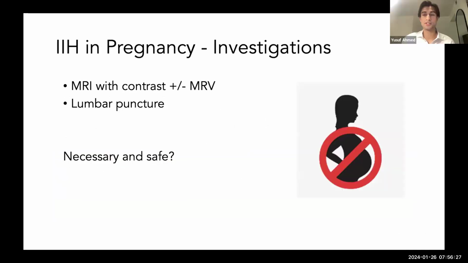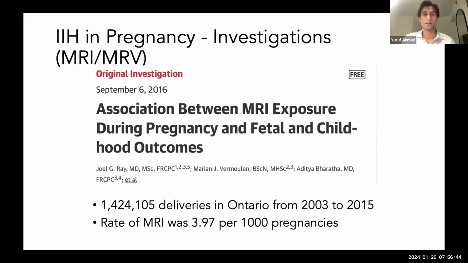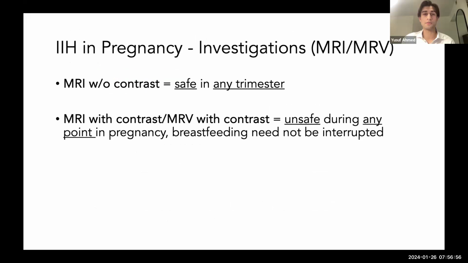So moving into the investigations in pregnancy, well, taking a step back just in general with IIH, the standard workup according to the Dandy criteria is MRI and MRV plus minus MRV with contrast, as well as a lumbar puncture. But going into the pregnancy population, is this necessary and is this safe? There was a study in Ontario, actually, that looked at all pregnancies from 2003 to 2015 and looked at the rate of MRI in pregnant patients in over 1 million patients. And what they found was that MRI without contrast was safe in any trimester. However, MRI with contrast and MRV with contrast was unsafe during any point in pregnancy, leading to teratogenic effects.